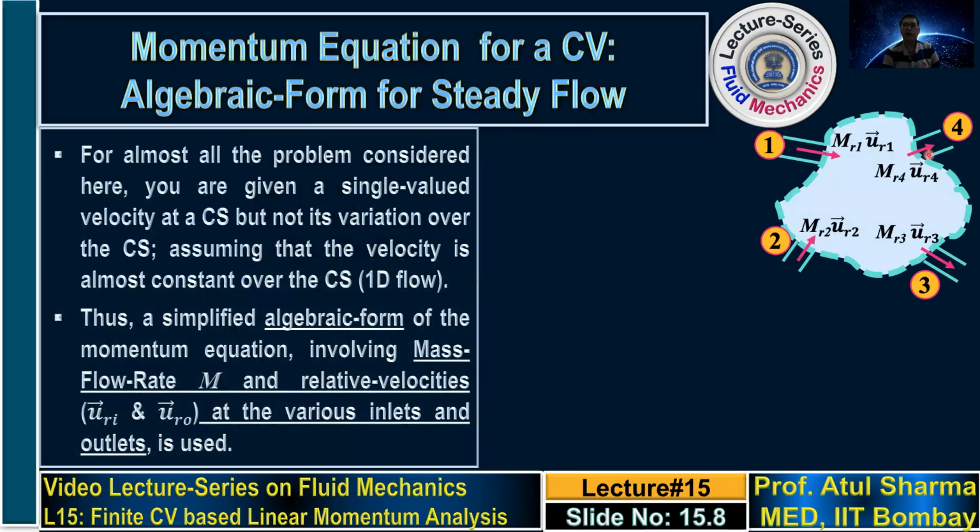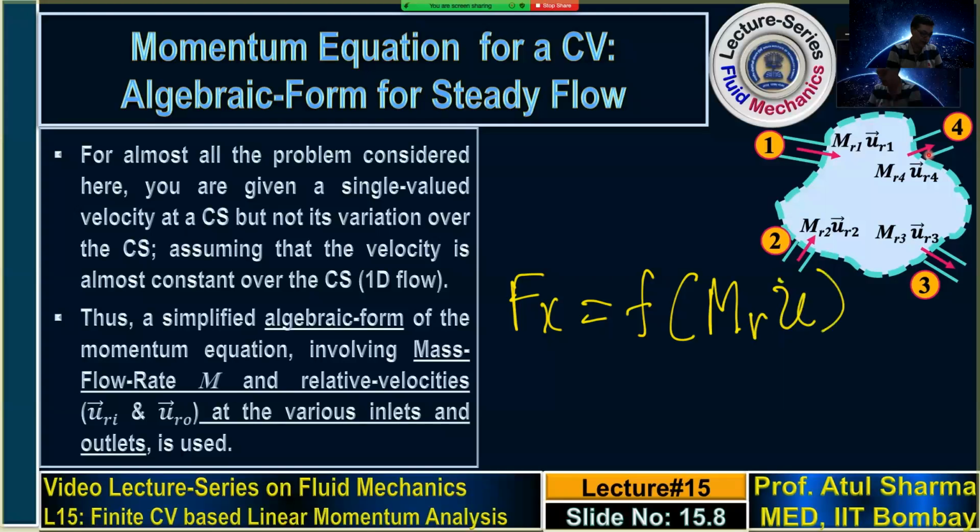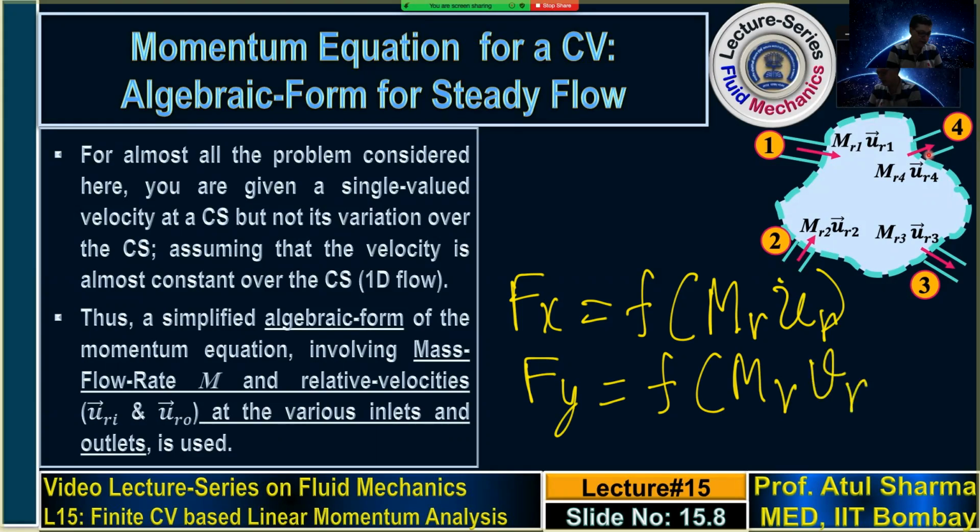To calculate Fx, I have presented the net x momentum going out of the control volume. For Fy, the net y momentum flow rate. Now, x momentum flow rate, so let me write it down again. To calculate Fx, I have presented this as a function of mass flow rate, where I have taken the relative velocity and the x component of the velocity. And to obtain Fy, I have presented it as a function of mass flow rate, also with relative velocity and its y component.